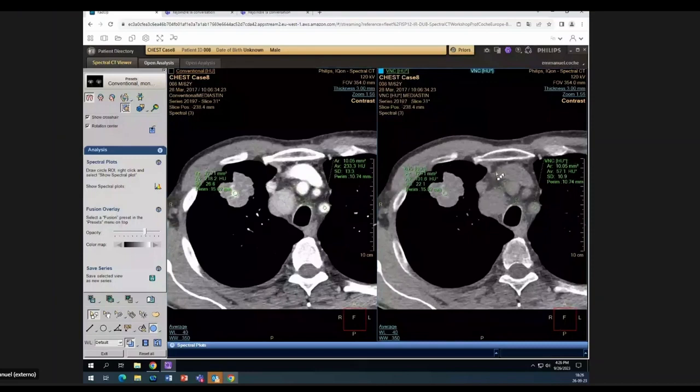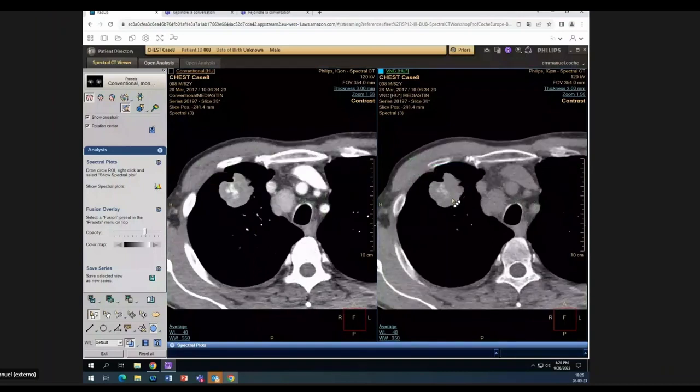You have erased the contrast. You see good results. There is no contrast in the left innominate vein, and here in the supraortic vessels. And here you see that there is a remaining density here in the lung nodule, in the lung mass. So it has some calcification. That's the added value of spectral CT.